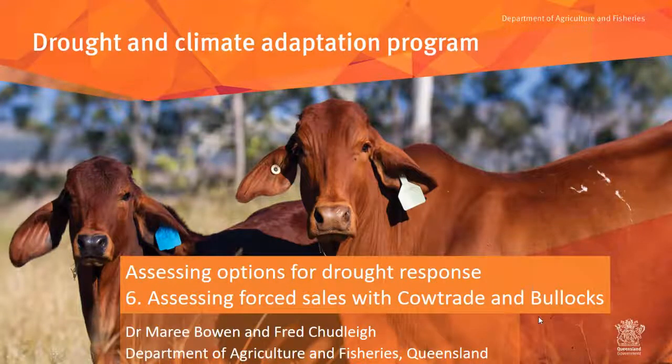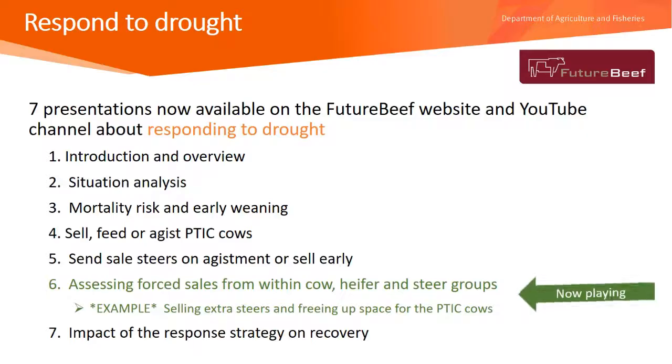Okay, back again for assessing options for drought response. Number 6, assessing forced sales with cow trade and bullocks. So, this is number 6, assessing forced sales from within cow, heifer and steer groups. And the example we're going to particularly look at here is selling extra steers and freeing up space for the PTIC cows. That's the choice we're going to consider.